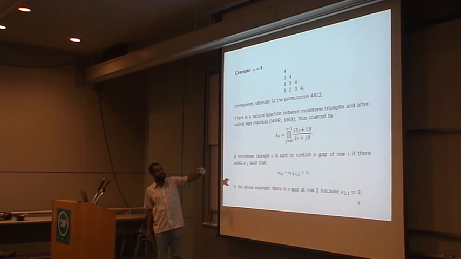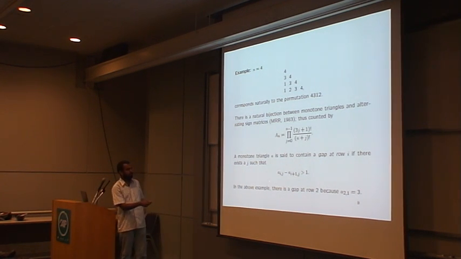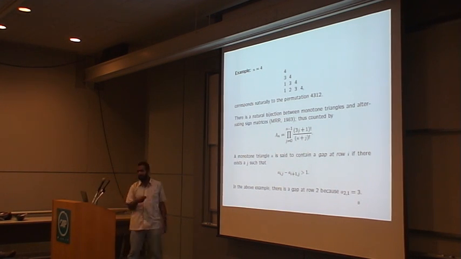I say that there is a gap at row i if there is a j such that a_{i,j} minus a_{i+1,j} is greater than 1. In this example, there is a gap at row 2 because 3 minus 1 is greater than 1.